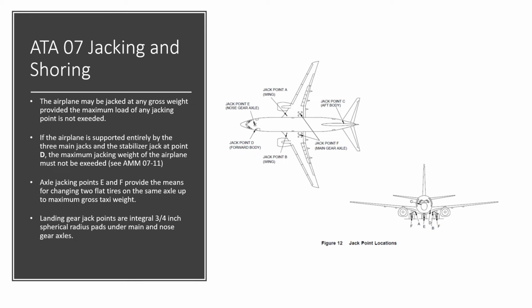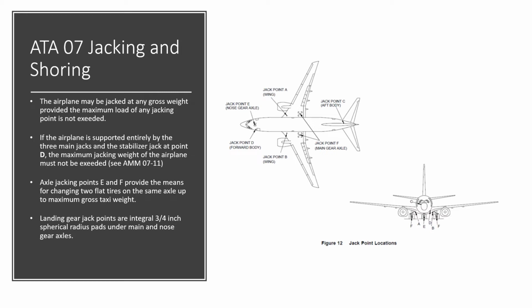The aircraft can be lifted at any gross weight, provided the maximum load of any one single jacking point is not exceeded. If the aircraft is supported entirely by the 3 main jacks and the stabilized jack point at D, the maximum jacking weight of the aircraft mustn't be exceeded. For axle jacking points E and F, they provide the means to change 2 flat tyres on the same axle up to the maximum of gross taxi weight.